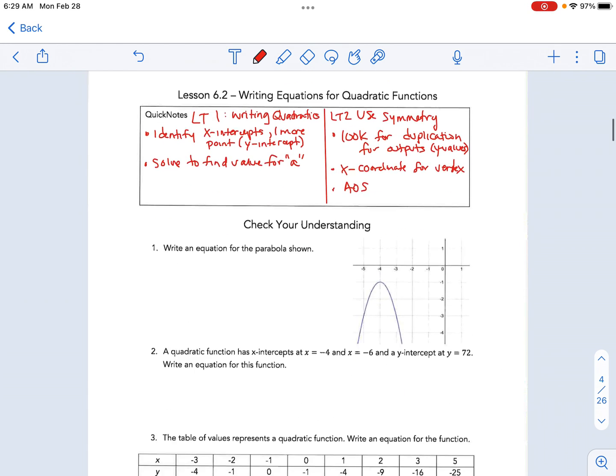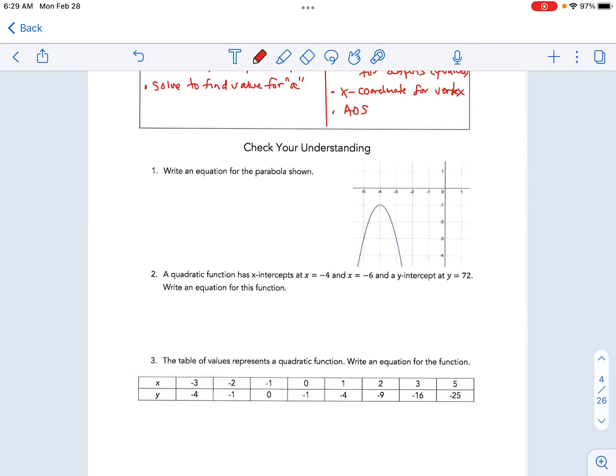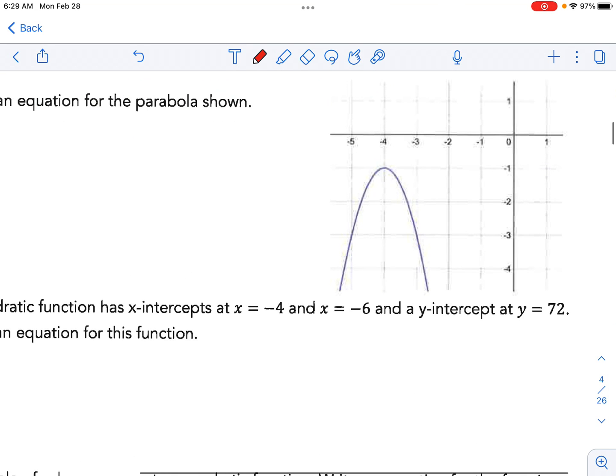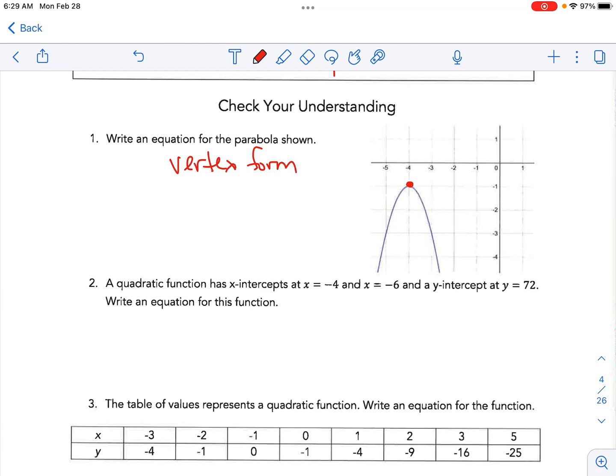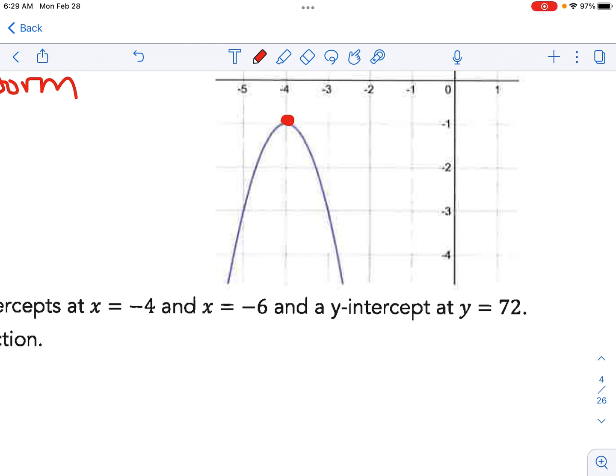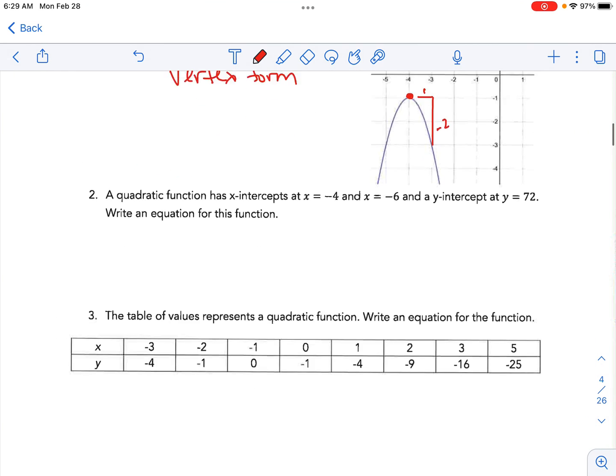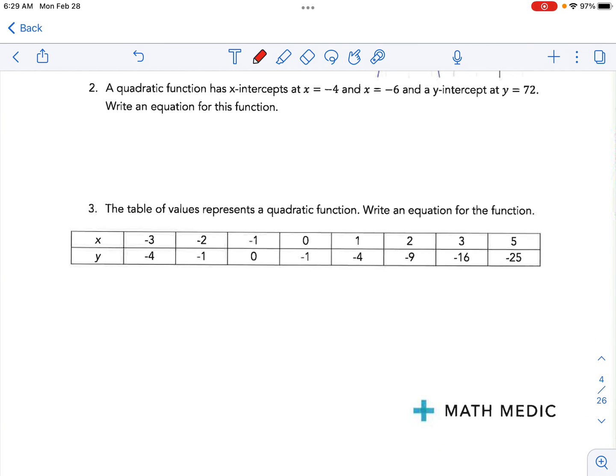Okay, so the check your understanding is going to take you through writing equations for the parabolas. So in this case, we're going to definitely need vertex form here because we have no intercepts. So we're really restricted in that case. So we definitely need the vertex form here. And we're going to need, in this case, then we have to find a by doing this, right? So it looks like a is -2 because we went over 1 and down 2.